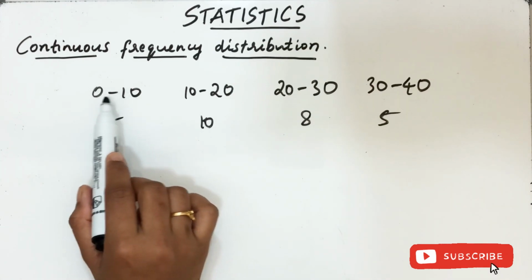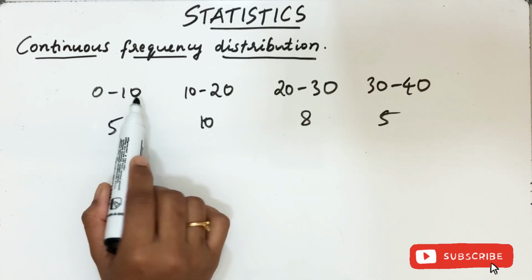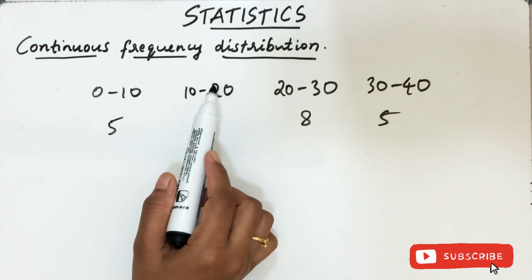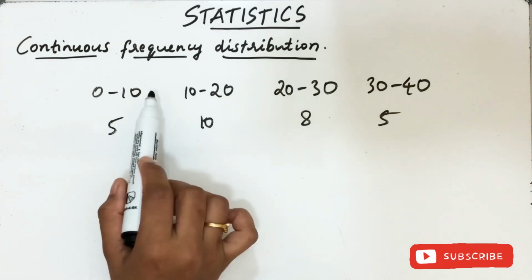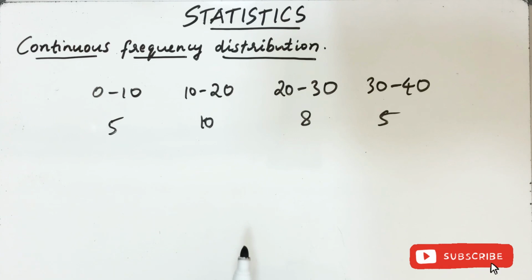Here marks are classified into class intervals 0 to 10, 10 to 20, like that. One more thing, there is no gap between these intervals. So today we will see how to find mean deviation about mean for this continuous frequency distribution.